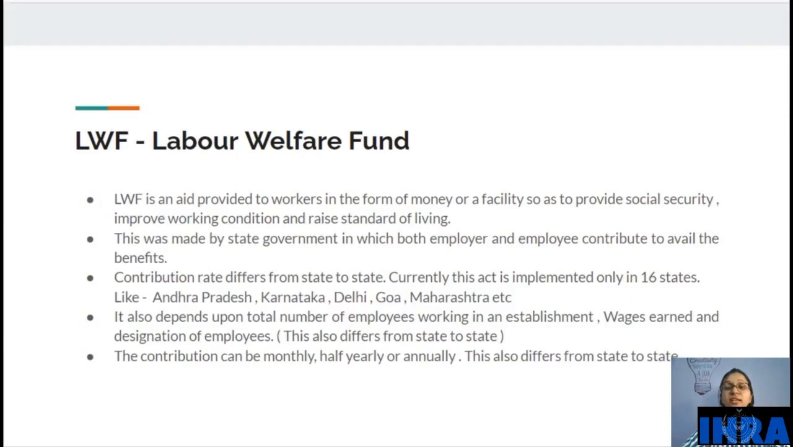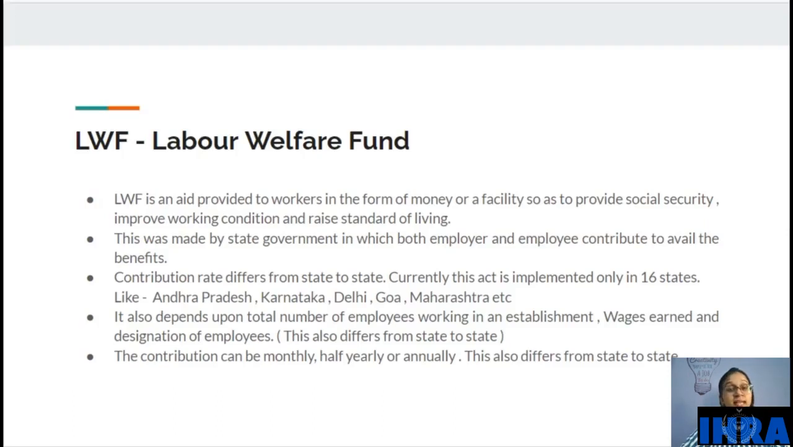If they learn some new skill or if they are easily able to commute to work, all this will improve their working conditions, improve their lifestyle, and hence raise their standards of living. Also, to improve their working condition in the environment in which they are working, this fund is created.